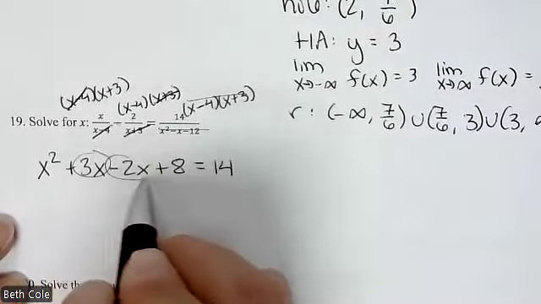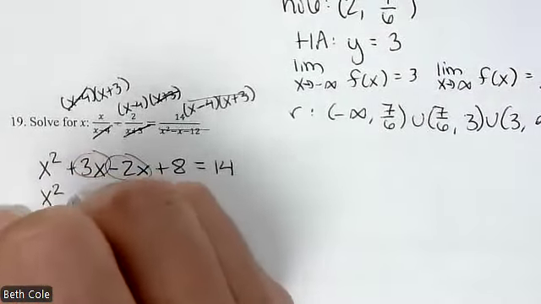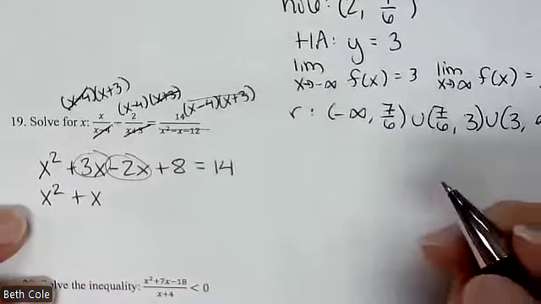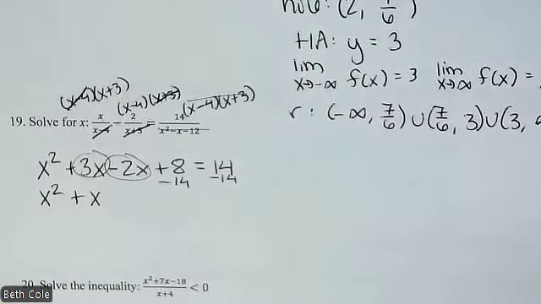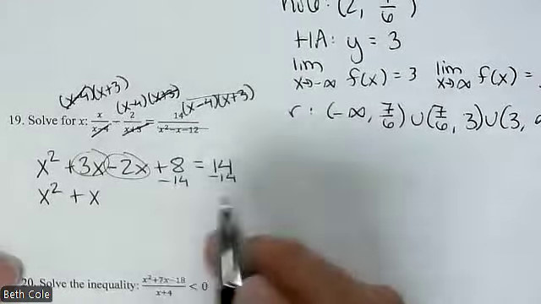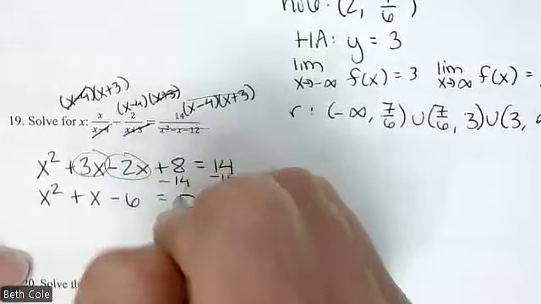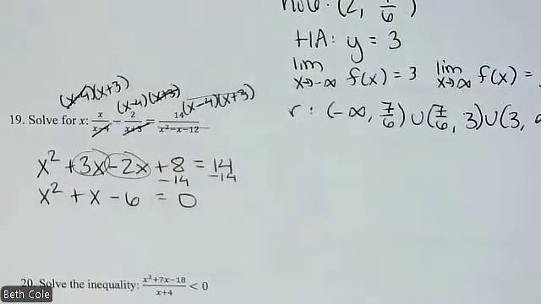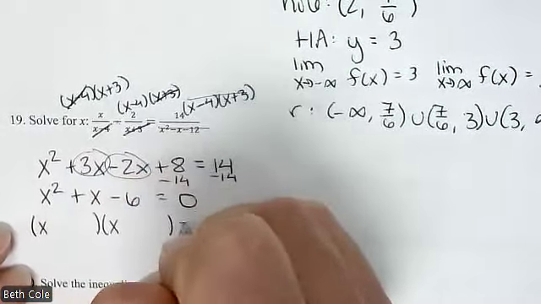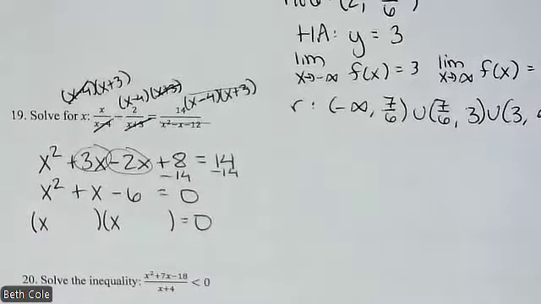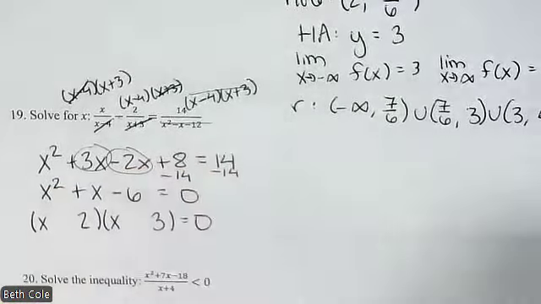All right, like terms. So 3x minus 2x is just x. And if I can do this in the same step, I'm also going to subtract over that 14. You get x squared plus x minus 6 equals 0. So that is going to split into what? Yeah, 2 and 3. Perfect.